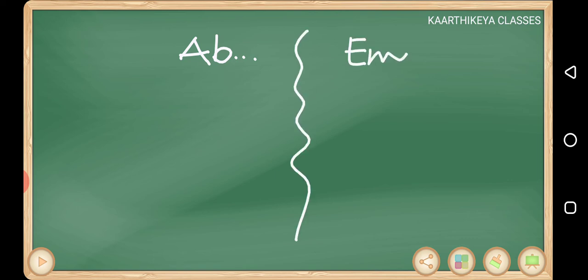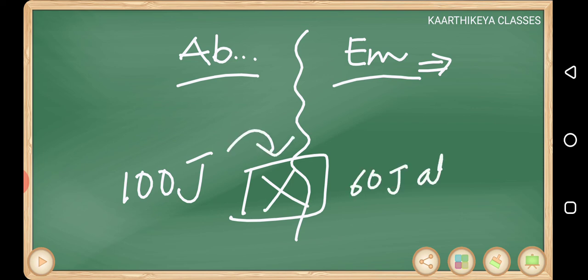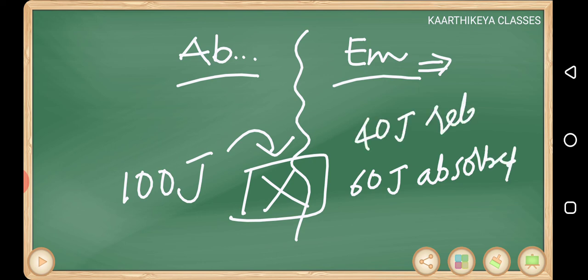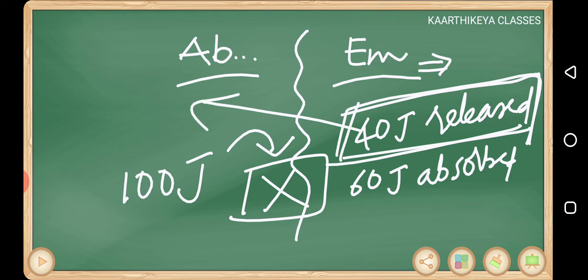Then another important one is absorption spectrum and emission spectrum. We were discussing the hydrogen spectrum under the category of emission spectrum. So for example, you are giving 100 joules of energy to some system, some atom. From this 100 joules, 60 joules is absorbed. What about the 40 joules? It is released immediately. It is not taken by the system.